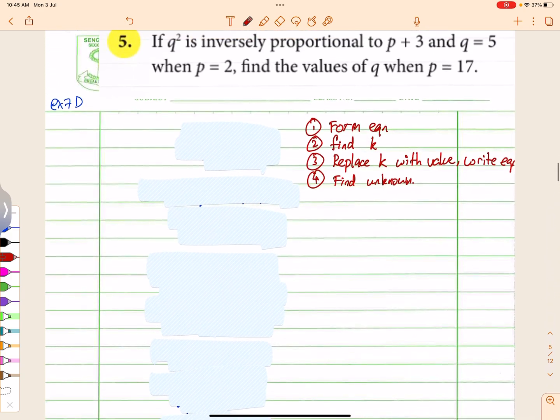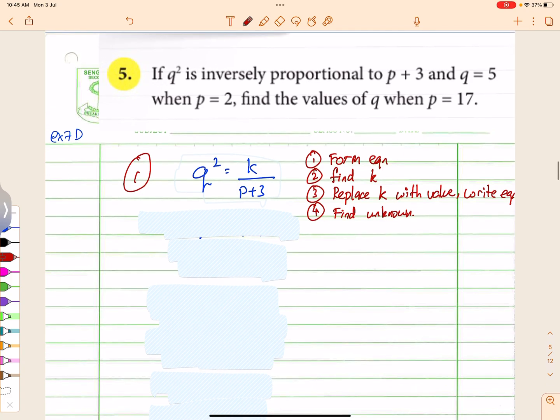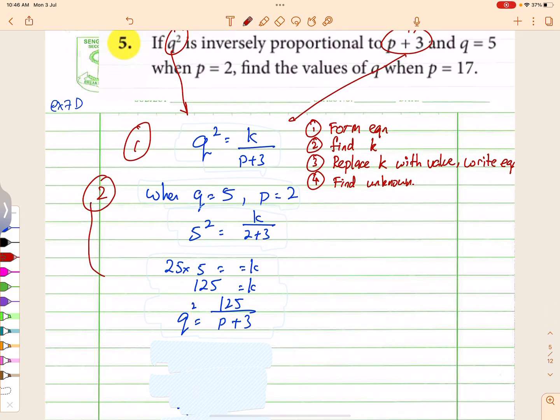Now let's go to the next one, question 5. Same thing, form the equation, but instead of p now it is p plus 3. Instead of q now it is q squared. So follow the question and then just insert accordingly. Step number 2, same thing, I want to find the k. So put in the values, I should be able to find the k. So k is actually 125.